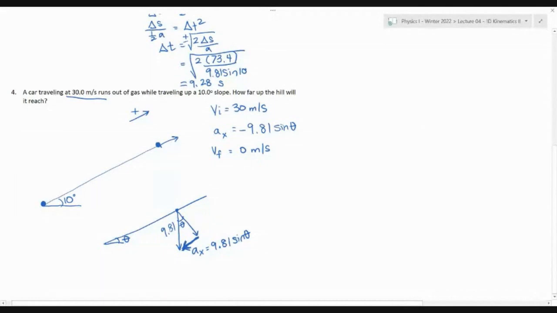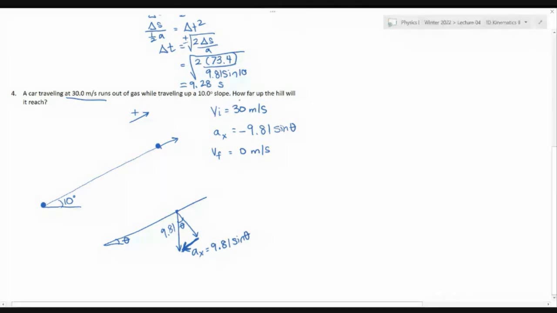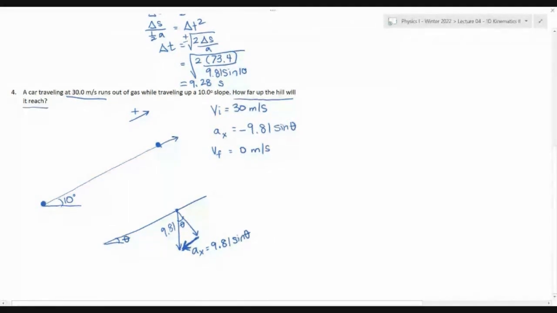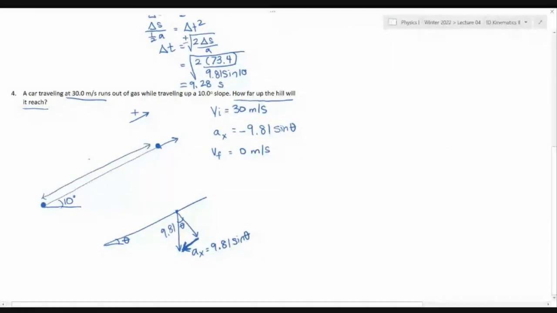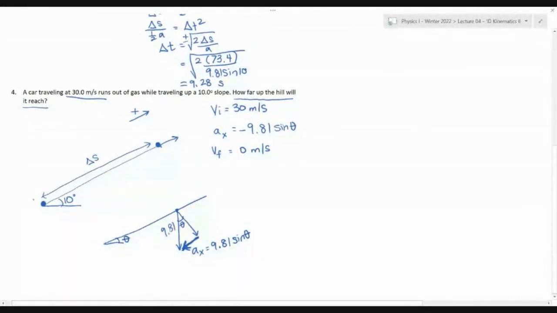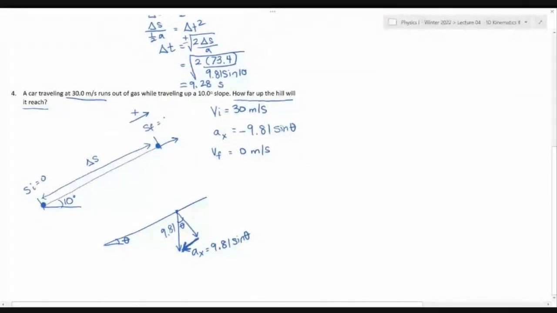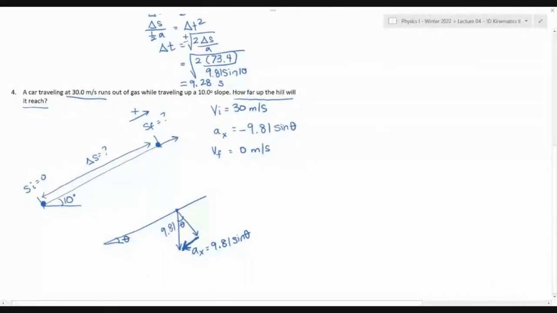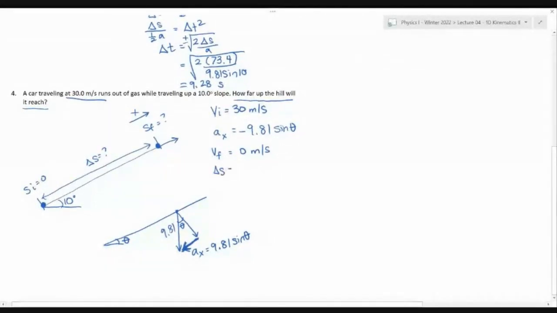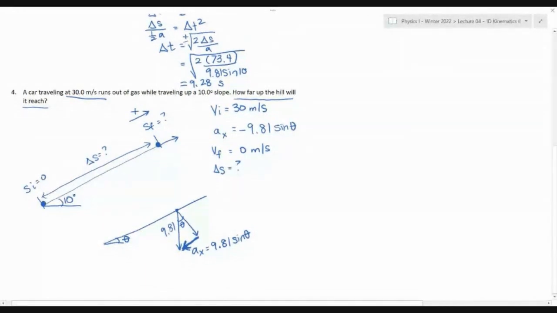What is it that we're looking to solve for? Yeah, good. So delta S, it's not time. The question says, how far up the hill will it reach? It doesn't say how long it takes to reach that position. So we could say we're looking for this, which is delta S. The other way we could do it is we could say our initial position is 0, and we're looking for our final position. So it doesn't matter which way we do it. Okay, I'm going to say delta S is my question mark.